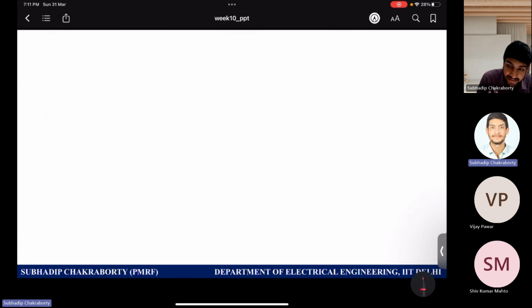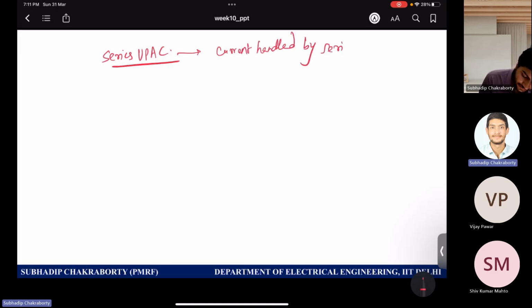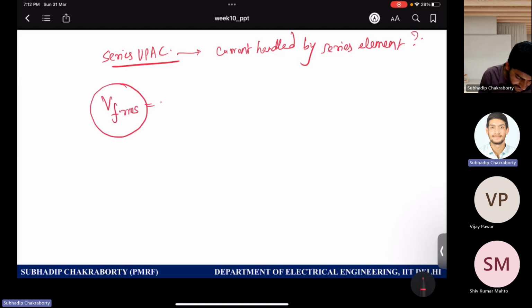What is asked in the problem? The volt ampere rating of the series element. That's why we are concerned with the voltages. Since this is a series UPSC, we are concerned with the current. UPSC has series and shunt. What is the current that the series element is handling? Because the shunt is compensating for the reactive component of load current, the series element is handling only the active component of load current. So what is VF?